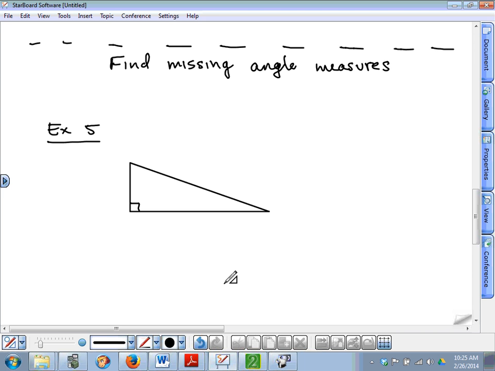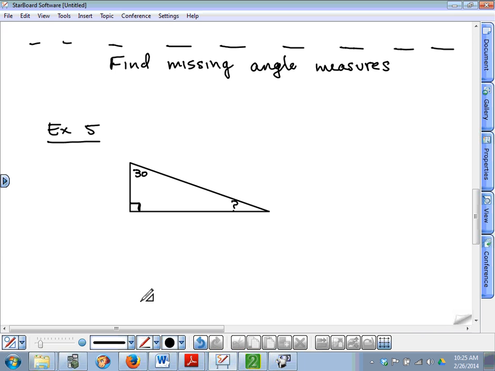Zip, zip, zip. This would be an easy question if I asked you to find this angle and I told you that this one was 30. Why would that be such an easy question? Exactly. You add them together and subtract from 180. So if this is 90 and that's 30, what does this one have to be? 60, right?